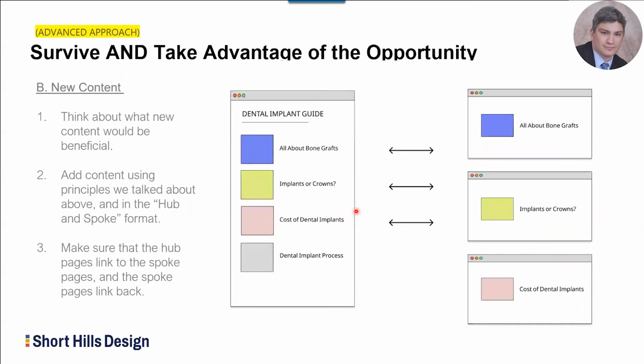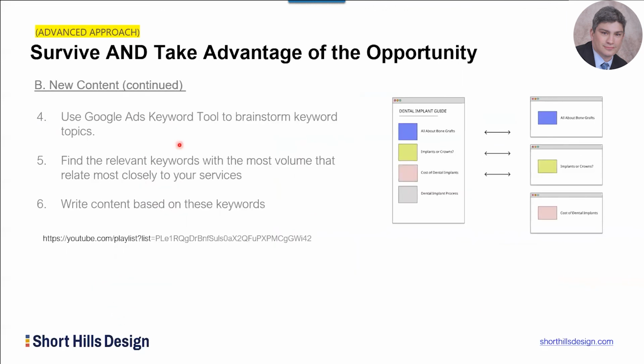And then new content, advanced: think about what content's beneficial. This is the same as before. Hub and spoke, make sure they all link back to each other. Now, to find what new content you should do, use the Google Ads keyword tool to brainstorm keywords. I have a playlist here about keyword research using that. Then find the keywords with the most volume that relate most closely to the services you're offering. So if those services are dental implants, what keywords have the most volume and relate closely to my service? That's how you decide what keywords you want to optimize for, and you write content based on these keywords.